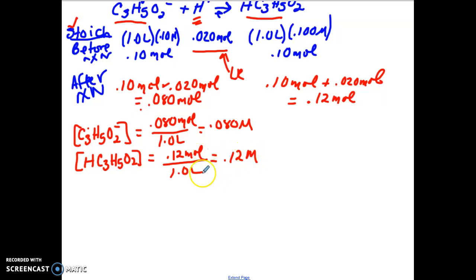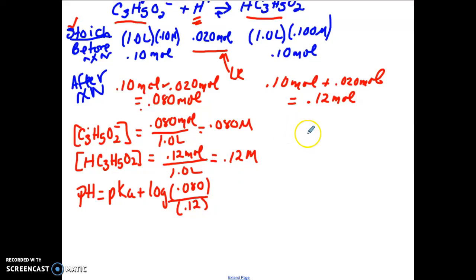All right. So now I can say that the pH is equal to the pKa plus the log of the base, which is this, over the acid. So the base is 0.08, and the acid is 0.12. And I should plug in my pKa. Where am I going to get the pKa from? Oh yeah, that's right. I can say that the pKa is equal to the negative log of the Ka value, which was given to me as 1.3 times 10 to the negative 5.